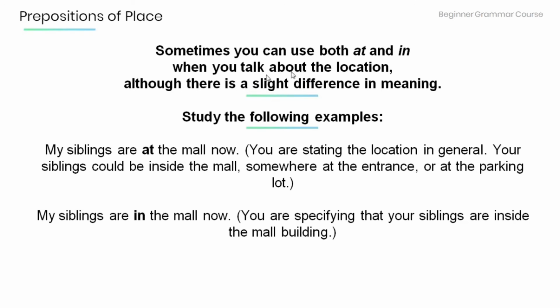Now, sometimes you can use both at and in when you talk about the location, although there is a slight difference in meaning. Have a look at the following examples. My siblings are at the mall, meaning that you are stating the location in general. Your siblings could be inside the mall, somewhere at the entrance, or at the parking lot.